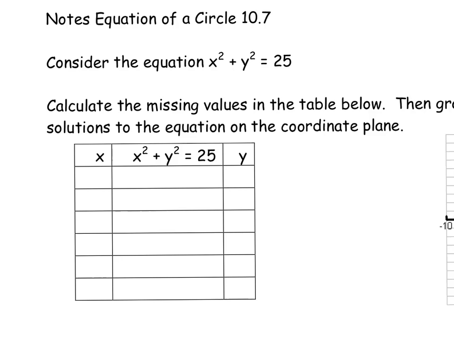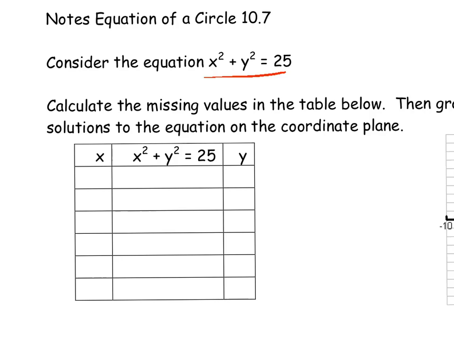So we are going to first consider the equation x squared plus y squared equals 25. And we are going to plot this on the coordinate plane. Now, the way you can plot any equation on a coordinate plane is just to pick values of x, plug them into the equation, and solve for values of y, and that gives you an ordered pair.